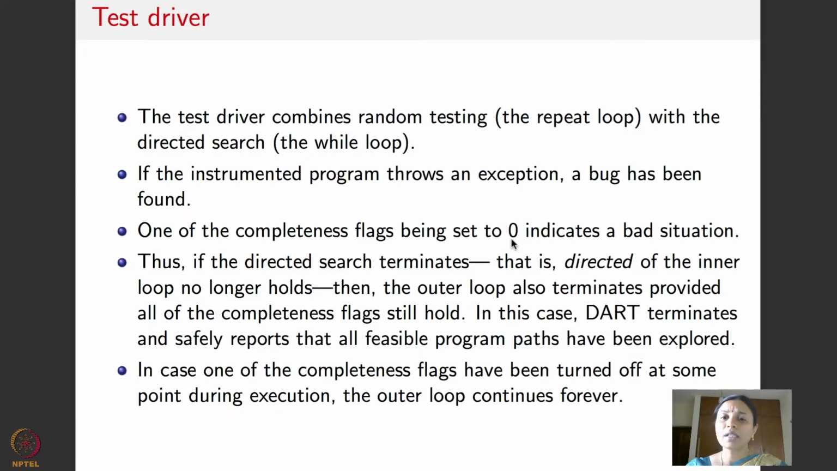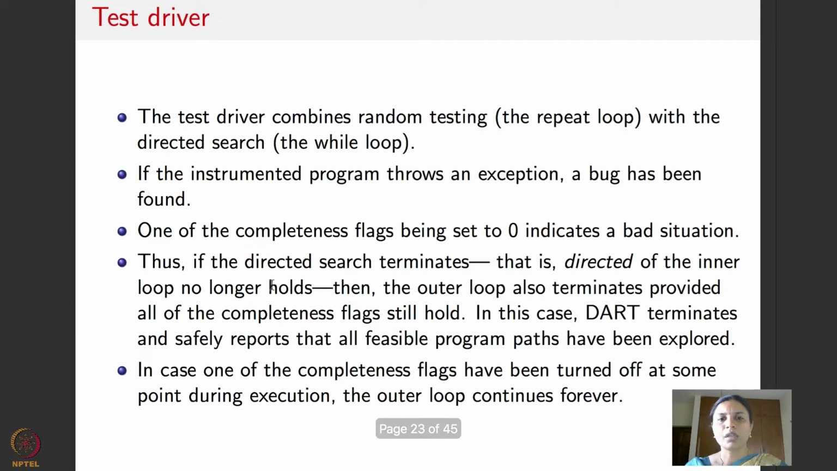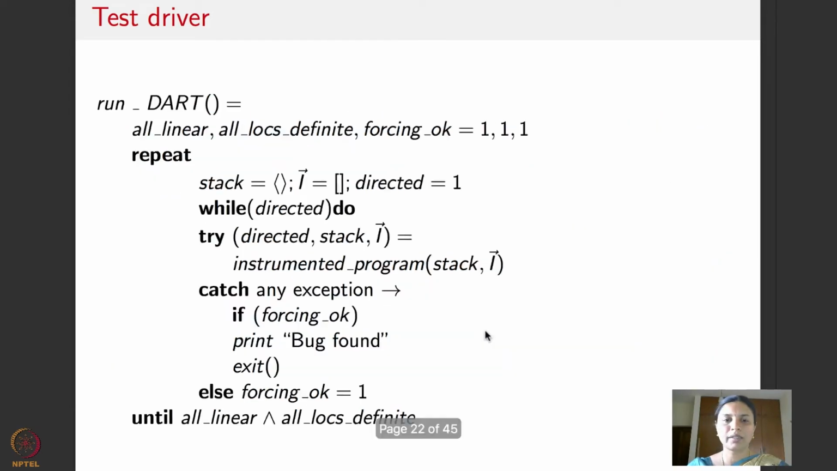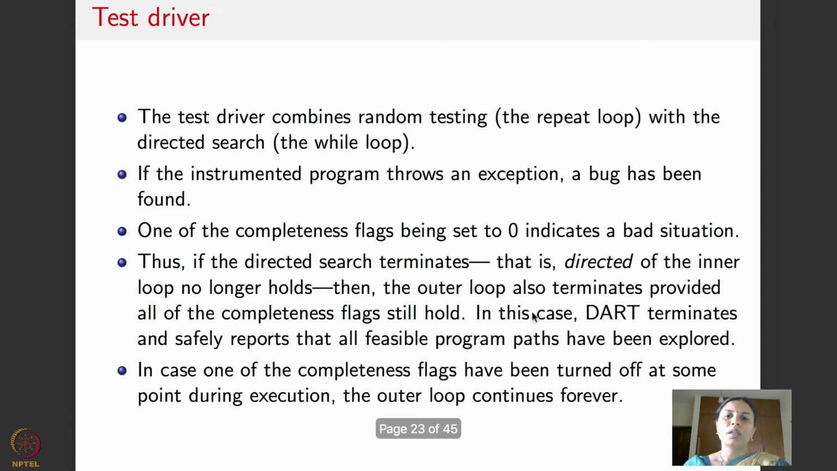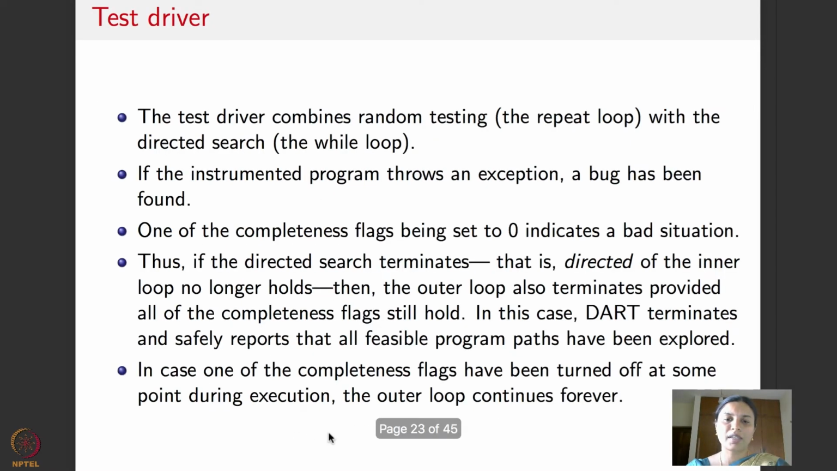So if the directed search terminates, then the directed variable, which is the variable of this inner loop, no longer holds. Then the outer loop will also terminate, provided the completeness flags still hold. That's clear from this code, I hope. In this case, Dart terminates and safely reports that all the feasible program paths have been explored. But in case one of the completeness flags has been turned off, which is all_linear or all_locs_definite, the outer loop will continue forever.